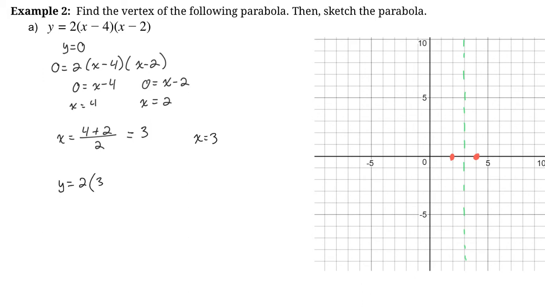So it's going to be 2 times (3 minus 4) multiplied by (3 minus 2). And then we need to just solve for y. So y is equal to negative 2. So that means our vertex is (3, negative 2), and that's the point of our vertex. So that would be our parabola.